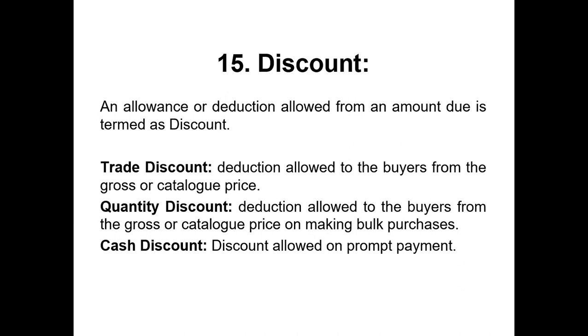Trade discount is a deduction allowed to the buyers from the gross or the catalog price. That means MRP. If they have the deduction from that, this is the trade discount on account of the trading activity. Quantity discount is the deduction allowed to the buyers from the gross or catalog price on making bulk purchases. So if the trader is able to negotiate the price based on the quantity that he is buying, that would be called quantity discount.